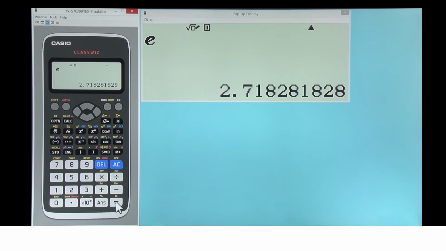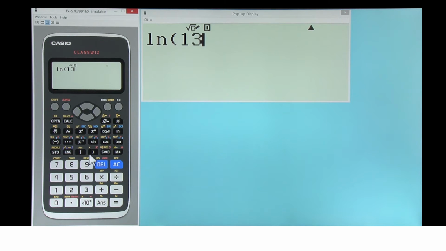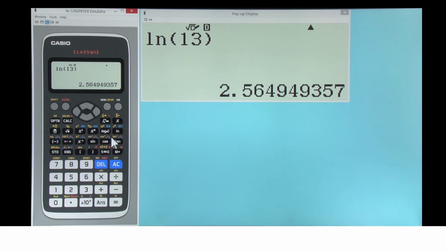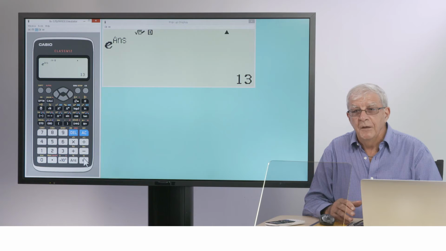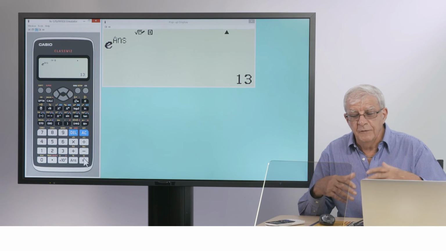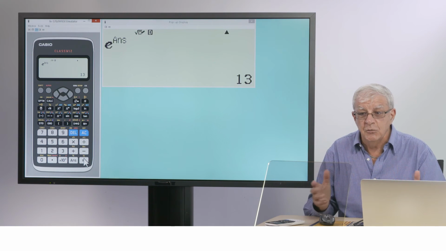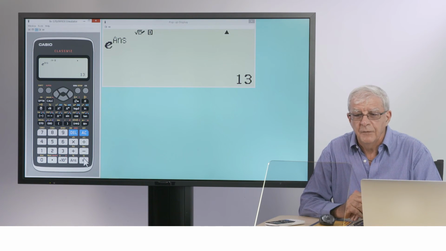The natural log of a number can be obtained with the natural log button over here. The natural log of 13 is the number that E must be raised to get 13. And we could easily check that. You notice above the natural log button there is an E to the power. So we could say E to the power, the previous answer gives us 13. So the relationship between powers and logarithms is the same for natural logarithms as for other bases.